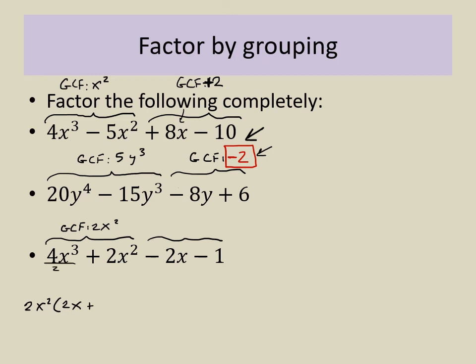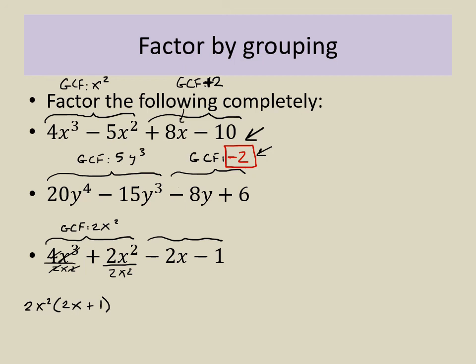So if I divide this by 2x squared, I get 2, and then I get x. If I divide this by 2x squared, what do I get? One more time, anything divided by itself is 1. So I get a 2x plus 1. Okay, that's our first group. Let's take a look at the second group.